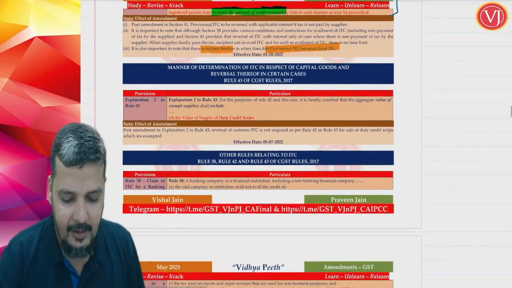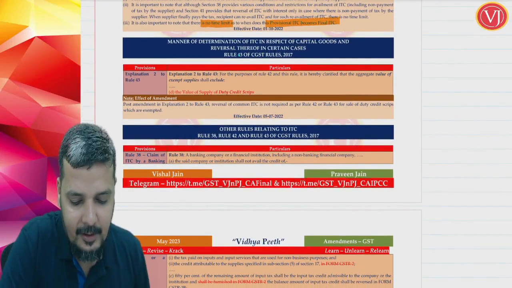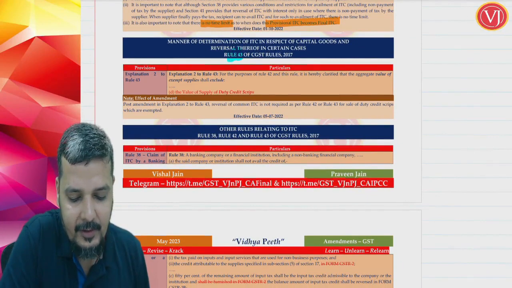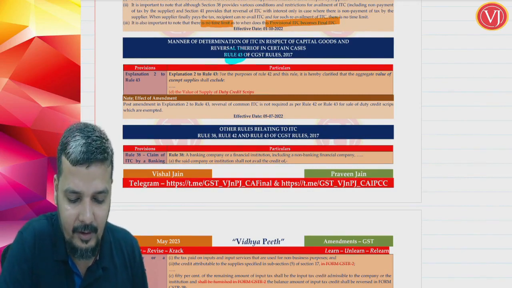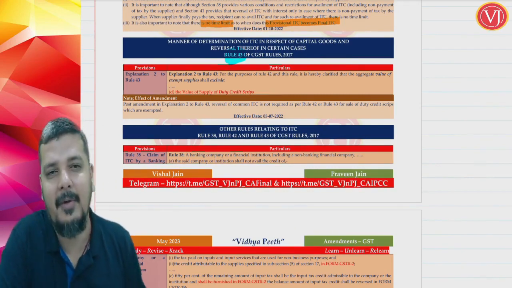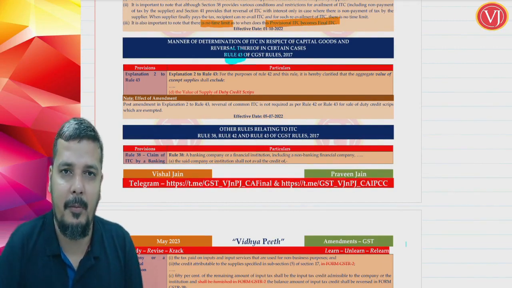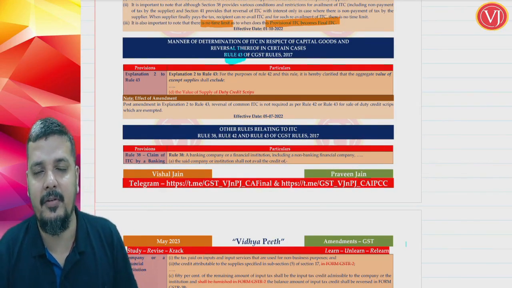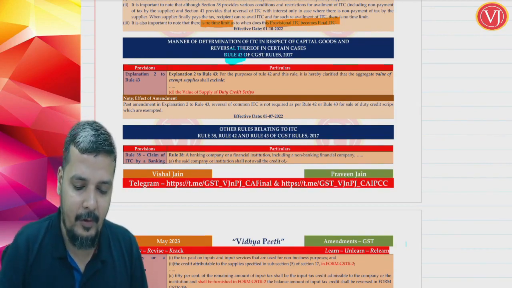Right. Now, there's an amendment in your rule 43 which deals with proportionate ITC on your capital goods. Whether this amendment is actually there in rule 43, it is true for your proportionate ITC on inputs and input services as well as your capital goods, rule 43.